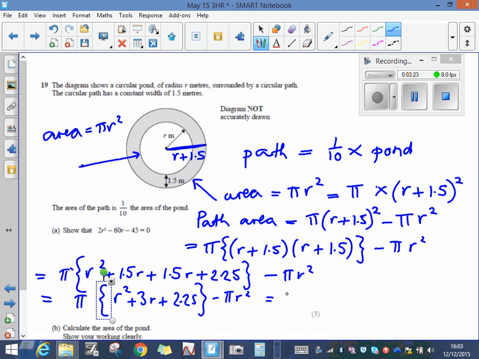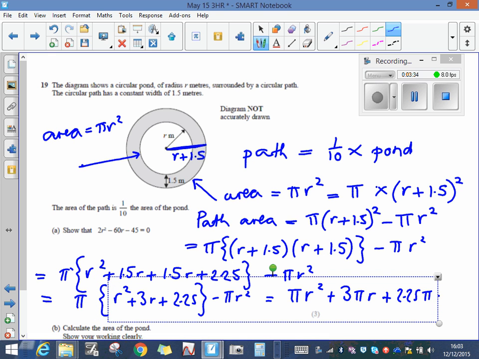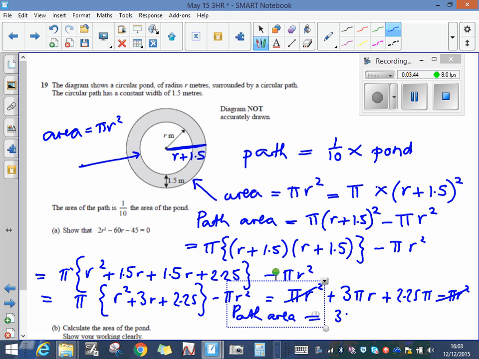Now if we remove the brackets, we've got pi r squared plus 3 pi r plus 2.25 pi minus pi r squared. So actually the path area, if we do pi r squared minus pi r squared, the path area is just 3 pi r plus 2.25 pi.